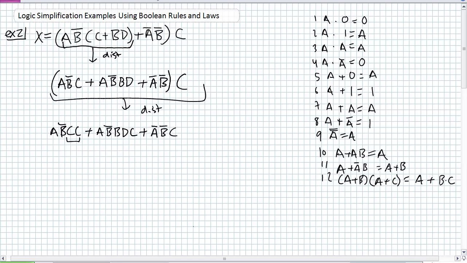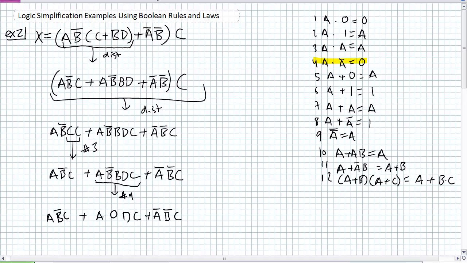This one is pretty glaring right here. C ANDed with C looks a lot like rule number 3. So it sounds like I can get rid of that duplicate term. Again, I'm only doing one step at a time. I know you're tempted to do some of these other things. What's the next glaring one? Is that not B ANDed with B? That looks a lot like rule number 4. So I can put a 0 in place of that not B ANDed with B. Everything else stays the same.